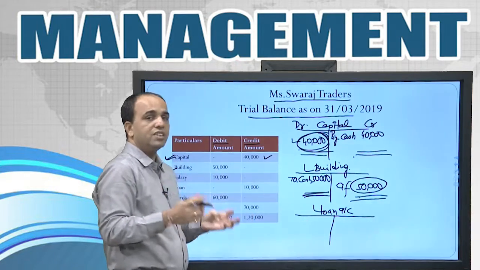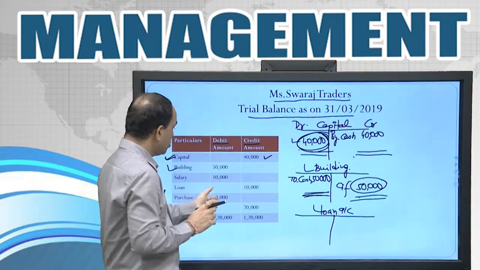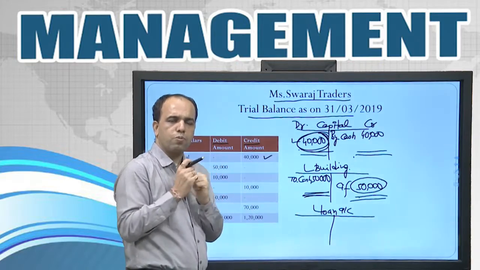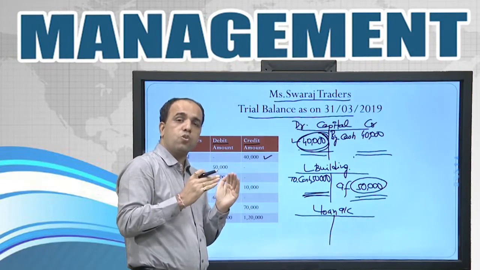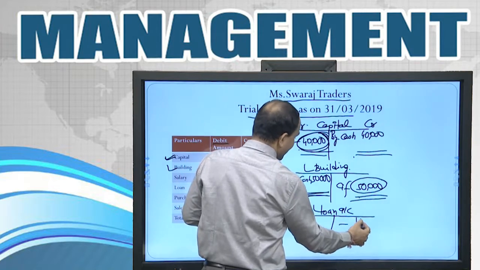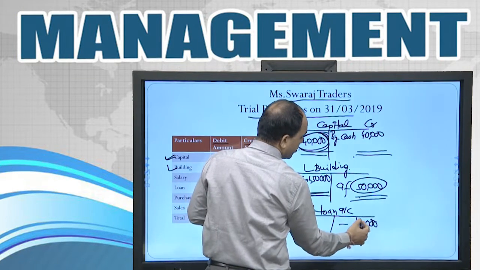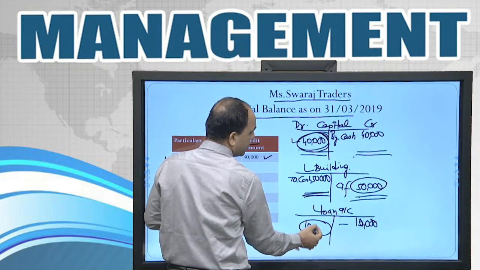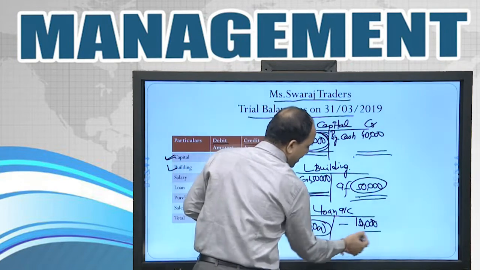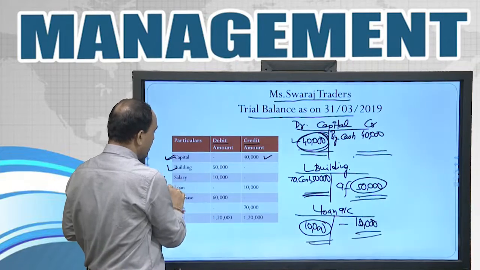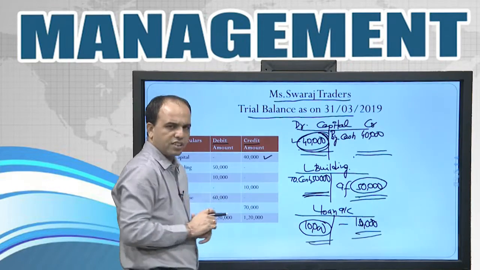The next is loan account. Friends, loan is written under liability. So loan account, generally when we take a loan, suppose I have taken a loan of rupees 10,000, cash account debit to loan account, on the credit side of loan by cash account 10,000. And ultimately at the end of the year 10,000. Credit side having more total, which is called credit balance, should be written here in loan credit 10,000.